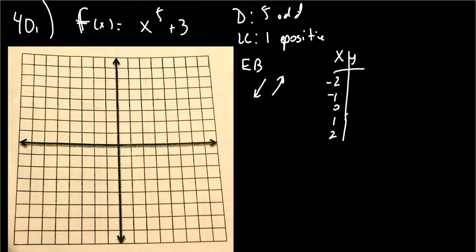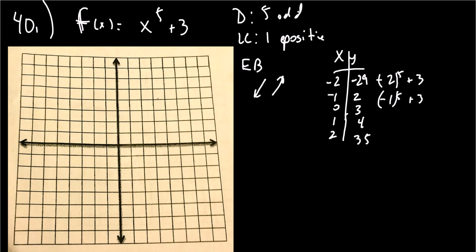I'm going to put negative 2 to the fifth plus 3. So negative 2 to the fifth is negative 32. Plus 3, it's negative 29. Negative 1 to the fifth is negative 1. Plus 3 is 2. 0, 3. I plug in 1. 1 to the fifth is 1. Plus 3 is 4. 2 to the fifth is 32. Plus 3 is 35.